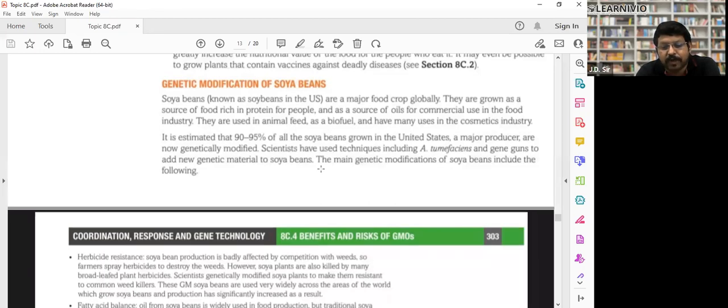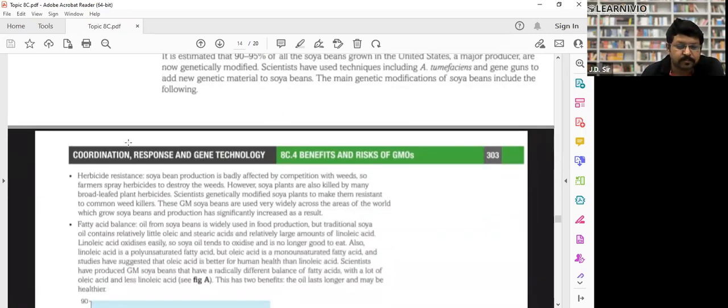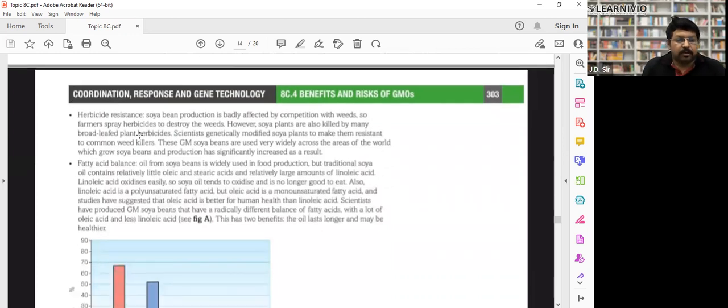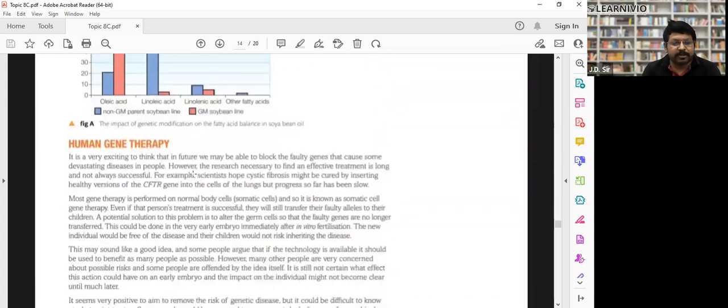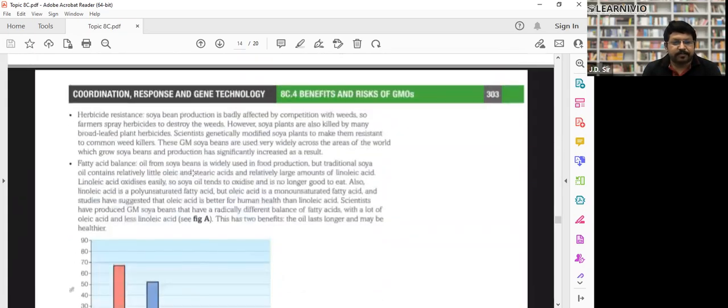That means genetically modified soybeans include the following: herbicide resistant soybean, and fatty acid balance. It maintains the fatty acid balance, and we incorporate that gene, right?